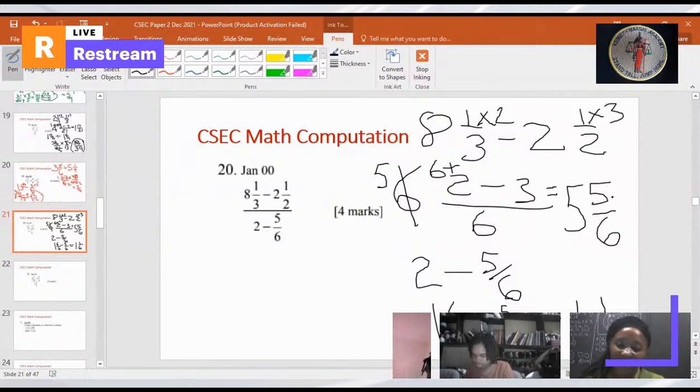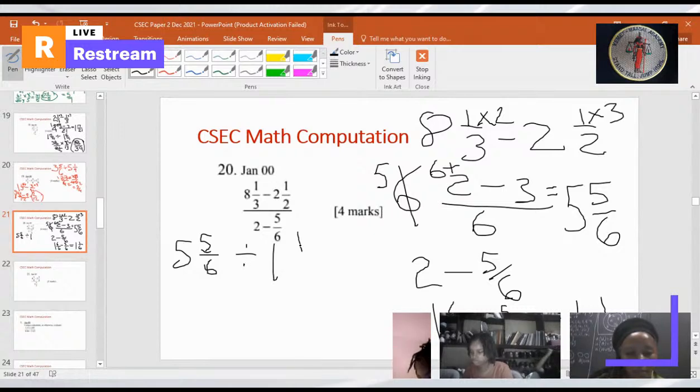So we have 5 and 5 over 6 divided by 1 and 1 over 6. So let's work that here. 5 and 5 over 6 divided by 1 and 1 over 6. 6 times 5 is 30, plus 5 is 35, so 35 over 6.